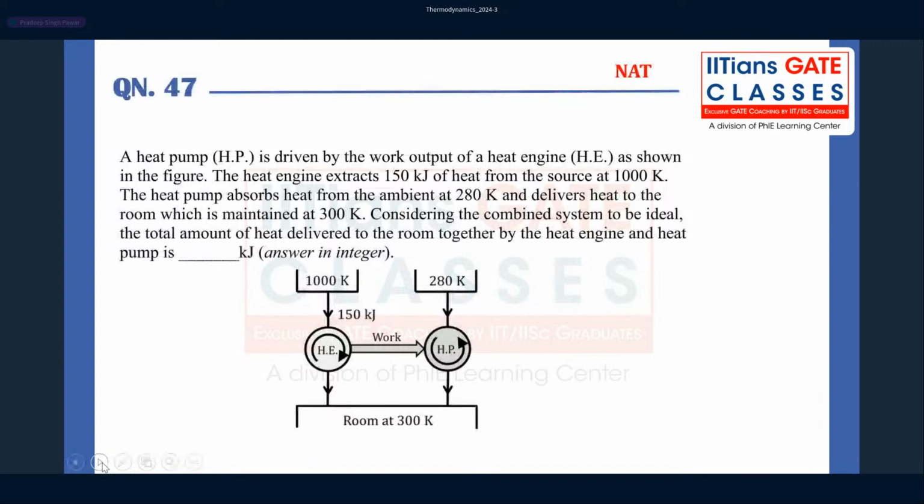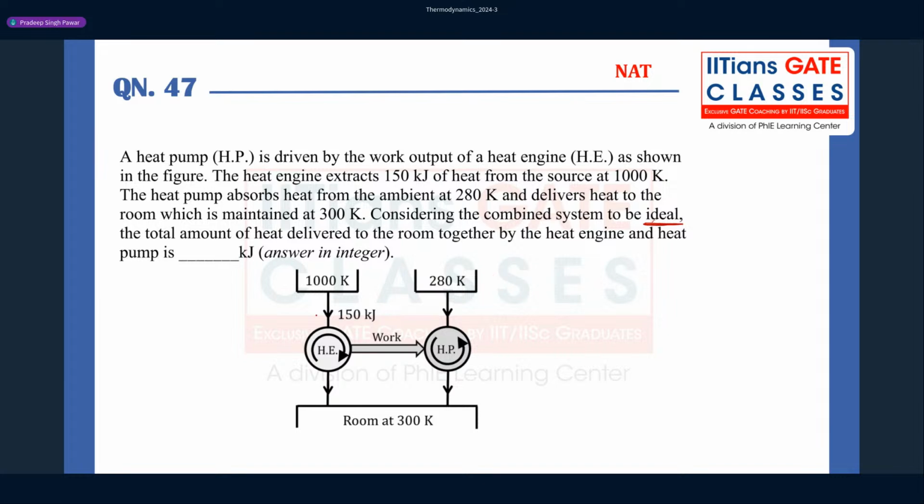So in this problem, what is given to us? We have a heat pump. This heat pump is driven by a heat engine. The heat engine extracts 150 kilojoule of heat from a source at 1000 Kelvin. The heat pump absorbs heat from an ambient at 280 Kelvin and delivers it to a room at 300 Kelvin. Consider the combined cycle to be ideal. This is important. Calculate the total amount of heat delivered to the room by the heat engine and the heat pump.